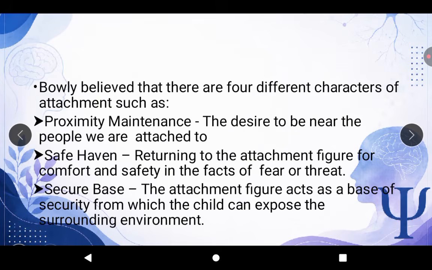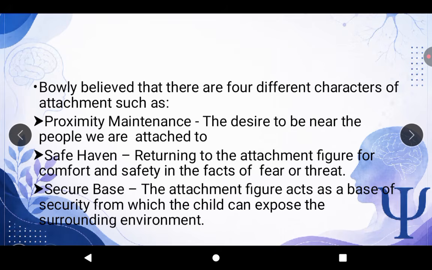According to Bowlby, he believed that there are four different characteristics of attachment, and these are proximity maintenance. With proximity, we are just considering the distance. So the desire to be near the people we are attached to, that is proximity maintenance.